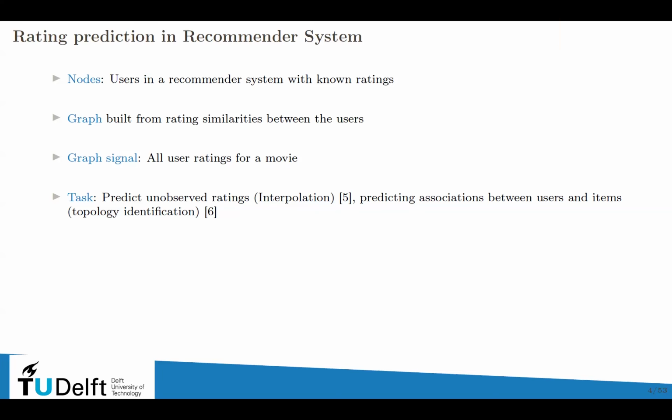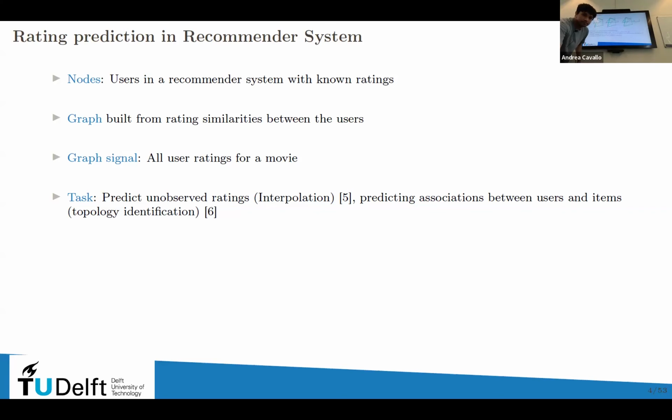And another thing could be topology identification, in which you have some users, you have some items, you know some users like some items, but you still want to figure out what users will like other items. So in this case, you consider a bipartite graph and you try to find the edges based on the data, right?